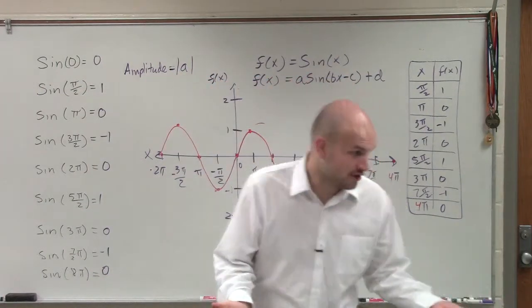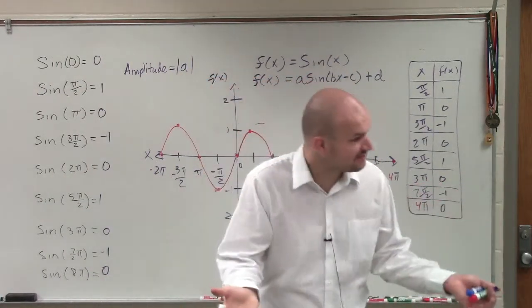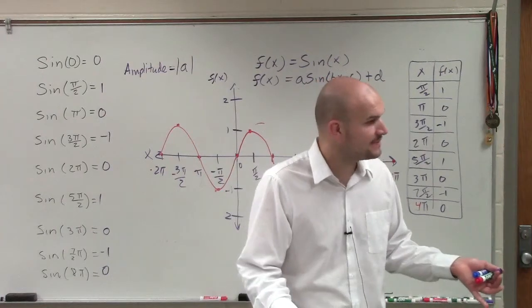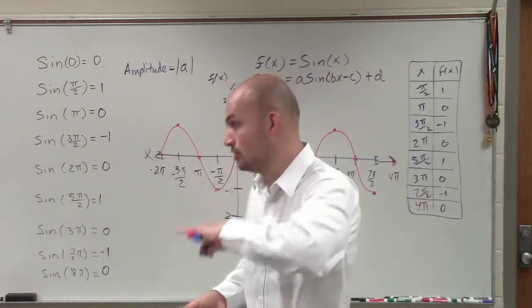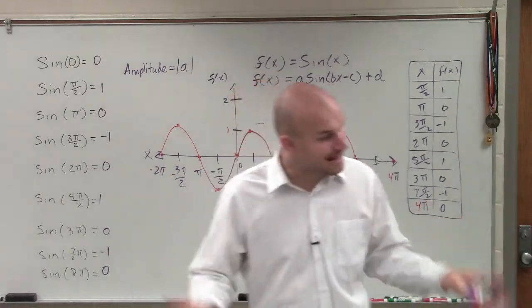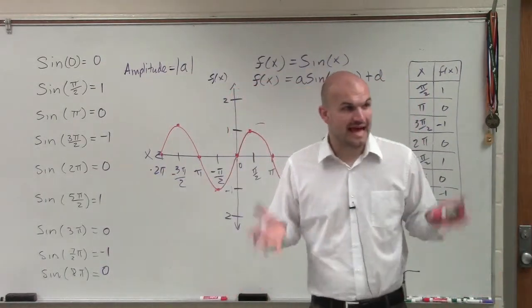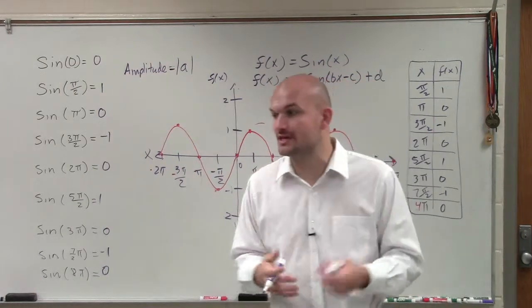So you look at your function. You find the number that's in front, that your function is being multiplied by. It doesn't matter if it's positive. It doesn't matter if it's negative. We know if it's negative, it'll be reflected, right? But as far as amplitude is concerned, the absolute value of A is going to tell you your amplitude.